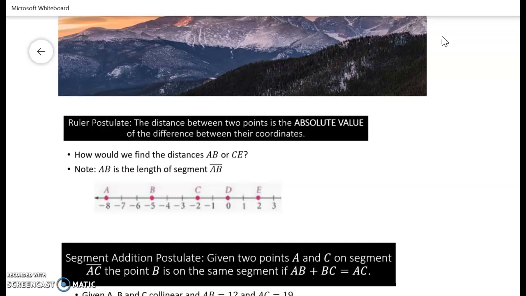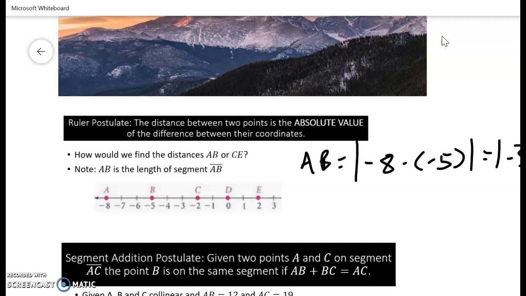So how do we find the distances AB or CE? Well, if you look at this, A is -8 and B is -5. So for AB, the way we would write it is the absolute value of -8 minus -5. Now -8 minus -5 is -8 plus 5, which is the absolute value of -3, which is just 3. Or you could simply count from -8 to -5 as 3 units.